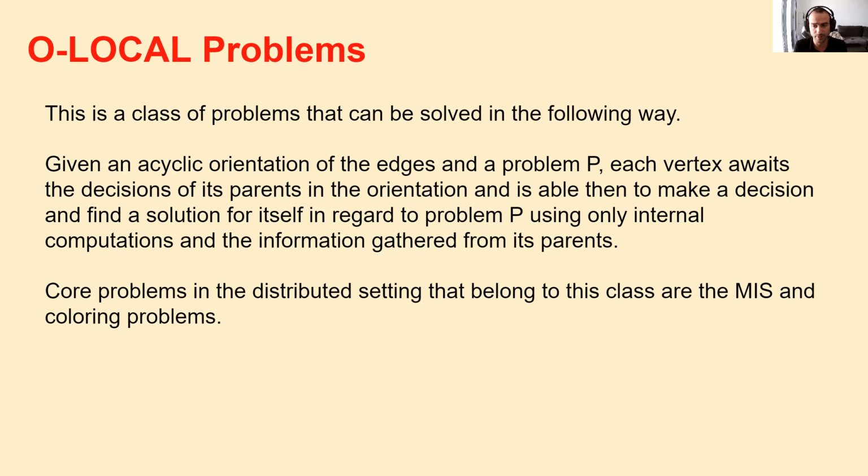should be solvable by having each vertex awaiting the decision of all of its parents according to this orientation, and then it can decide by itself what each should have as a solution. So for example, MIS is a good example for an O-local problem, because once my parents decided if they're in the independent set or not, I can decide if I'm adding myself to the independent set or not. So MIS is obviously an O-local problem. Also, coloring is an O-local problem.